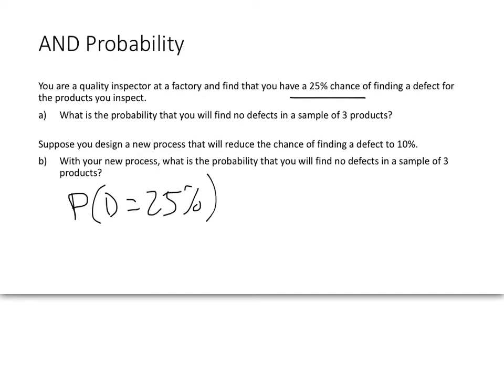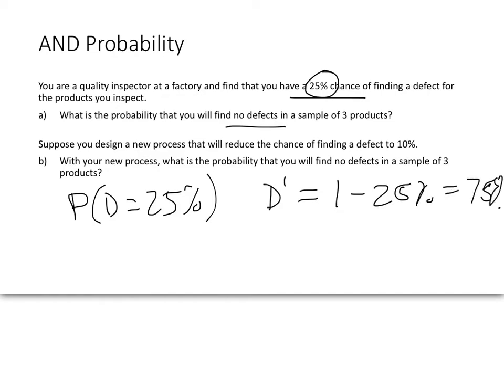And we want to know what the probability is that you will find no defects in a sample of 3 products. So there's a couple of things we want to point out here. We're looking for no defects. We have the probability of a defect, so the probability of no defect is going to be 1 minus 25%, which is 75%. So we have a 75% chance of finding no errors, but we're looking at a sample of 3 products.